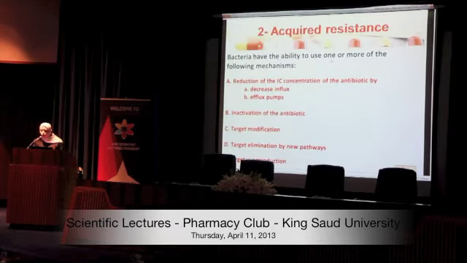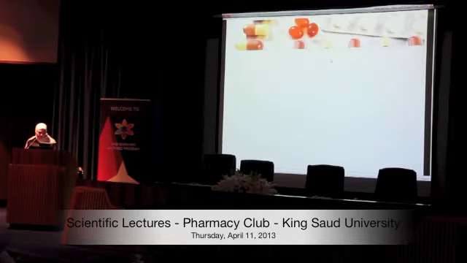So, what are the mechanisms of acquired resistance? The mechanisms of acquired resistance are classified into 5 groups: reduction of intracellular concentrations of the antibiotics, inactivation of antibiotics, target modification, target elimination by new pathways, and target overproduction. Let's talk about it one by one.